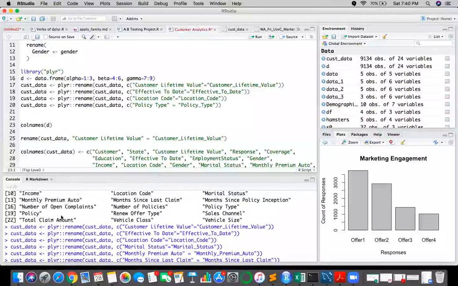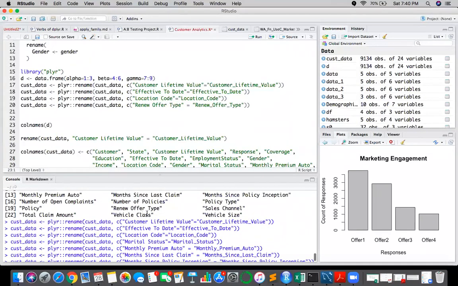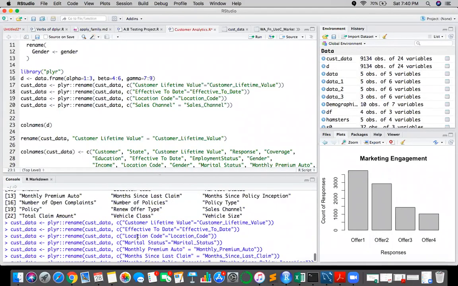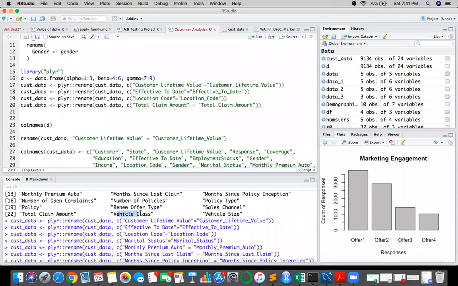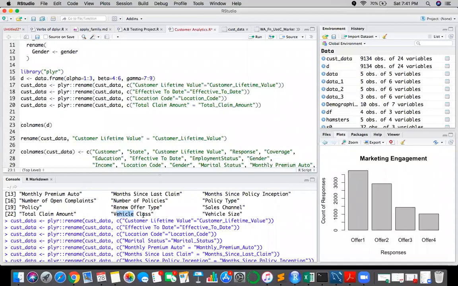Policy type, then we have policy side renew. Sales channel is done, total claim amount. After total claim you have vehicle class.